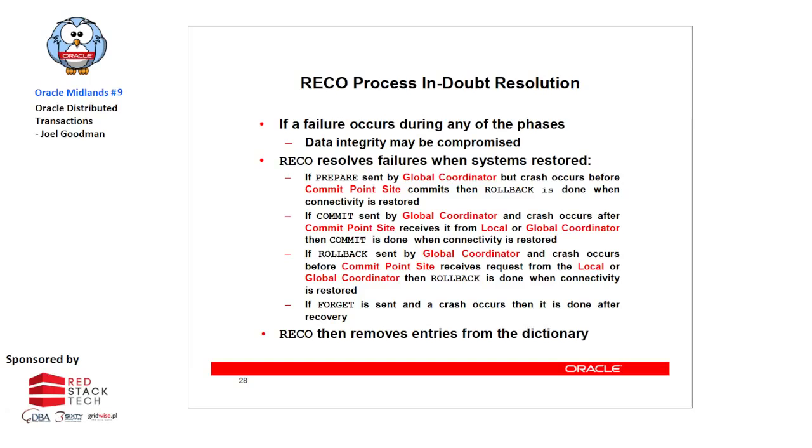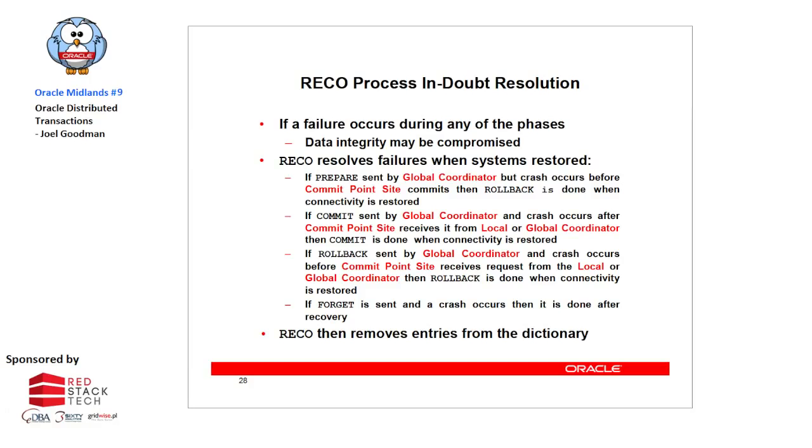Okay? So this is a list of what RECO tries to do, as I've said, paraphrased earlier. Yeah? If the crash occurs before the commit point site commits, then rollback is done when connectivity is restored. That's quite obvious, yeah? If the commit is sent by the coordinator and a crash occurs after the commit point site receives it, then commit should be done when the connectivity is restored, because if the commit point site was given a commit, there's no reason it shouldn't do it.